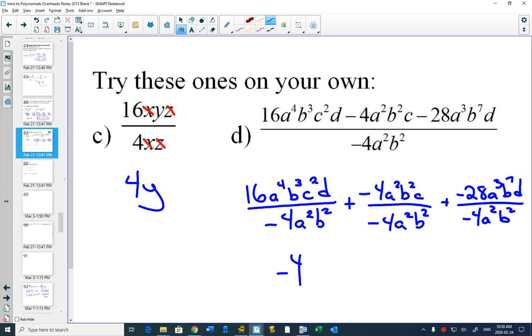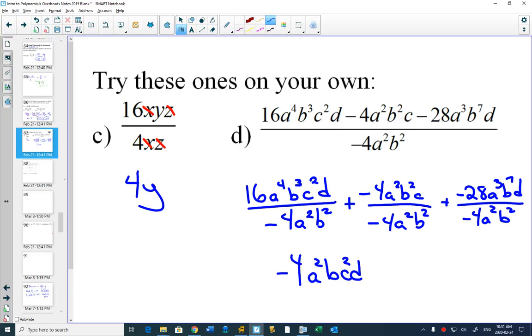There's A's on the top and the bottom. How many are going to be left, and where are they going to be? 2. 2 left, top or the bottom? Top. How about the B's? 1. 1 left, and it would be on the top. There's only C's on the top, so they stay, and there's D, it stays. Term number 1 is finished.